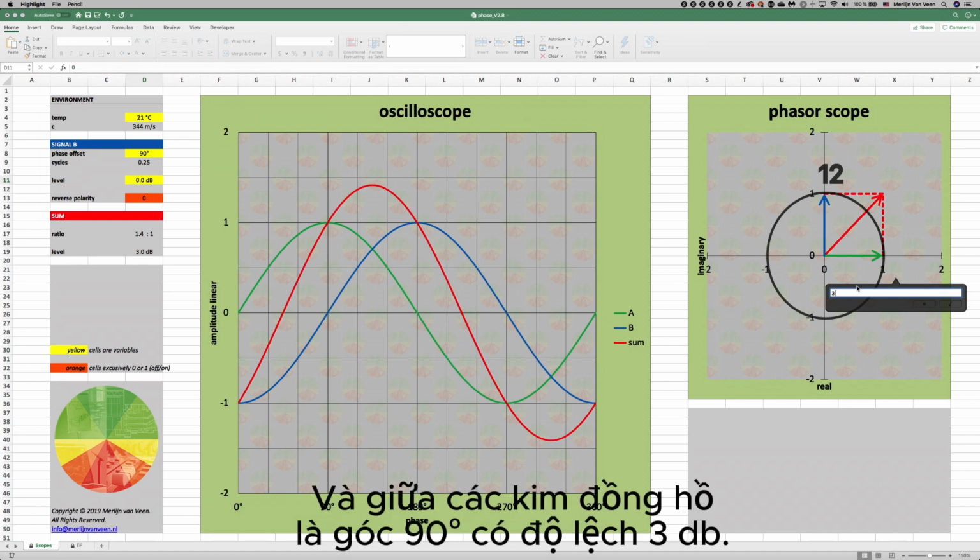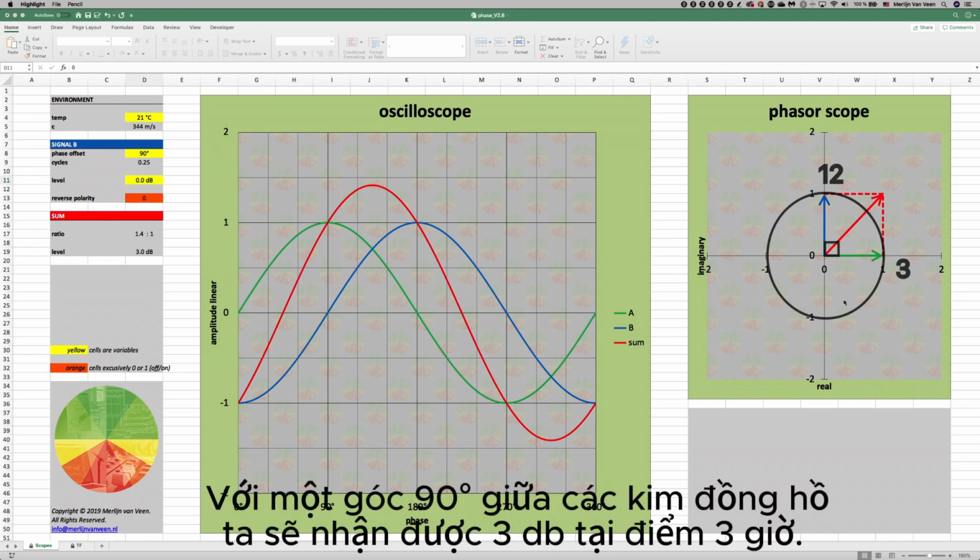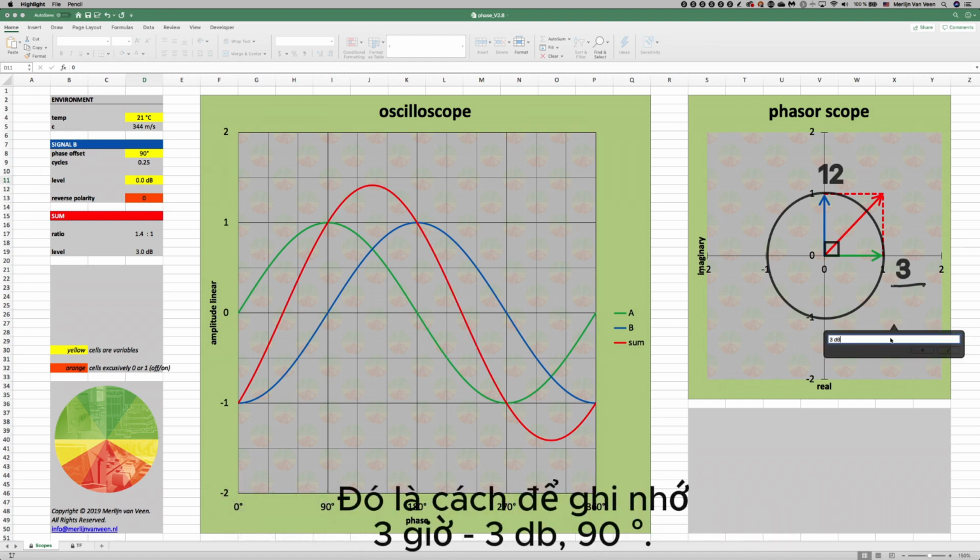And between the hands of the clock, there is a 3 dB offset. There's a 90 degree angle between the hands of the clock. And that means that at 90 degrees, at 3 o'clock, you're going to get 3 decibels. 3 o'clock, 3 decibels. That's how you can memorize. Very convenient. 3 o'clock, 3 decibels. 90 degree phase angle, 90 degree offset.